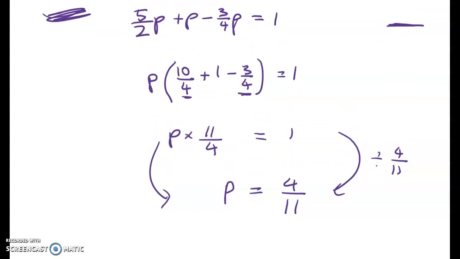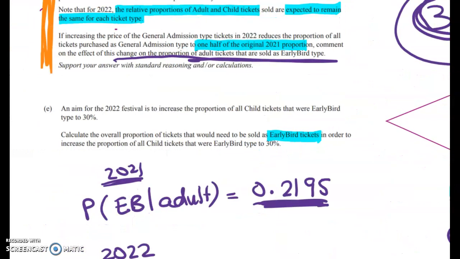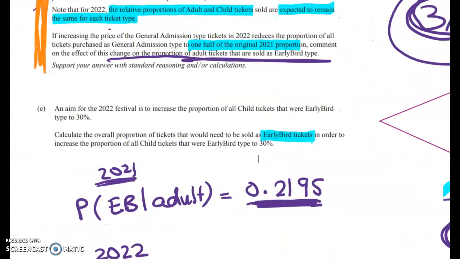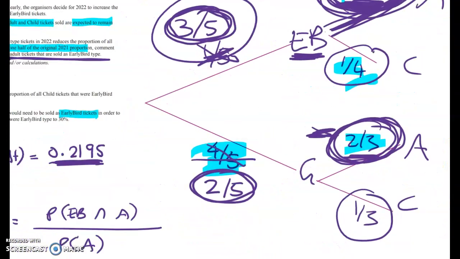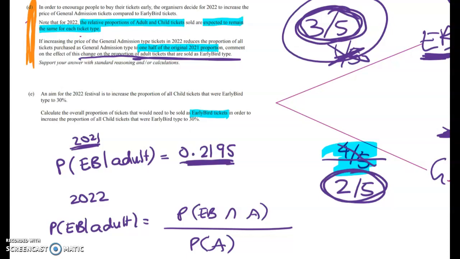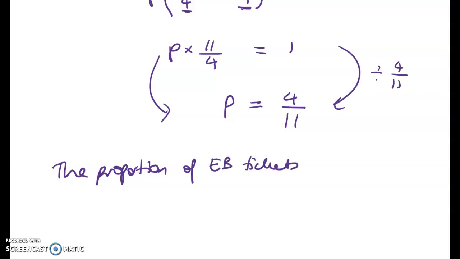Let's look at what we need to do to answer the question properly. What were we asked? If we go back to the question, it says calculate the overall proportion of tickets that would need to be sold as early bird tickets in order to get the proportion of all child tickets that were early bird up to 30%. So that proportion would need to be up to 4/11. So we need to say that. So the proportion of EB tickets would need to be 4/11. So there you go.